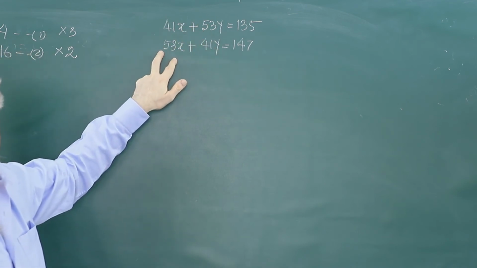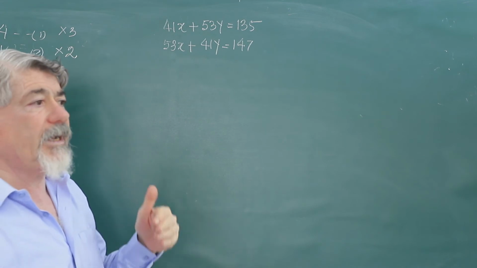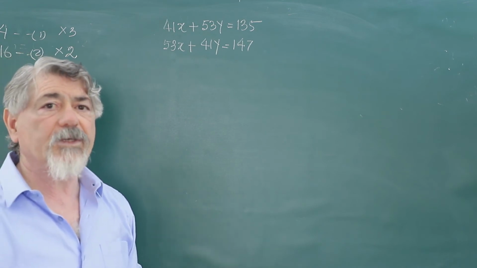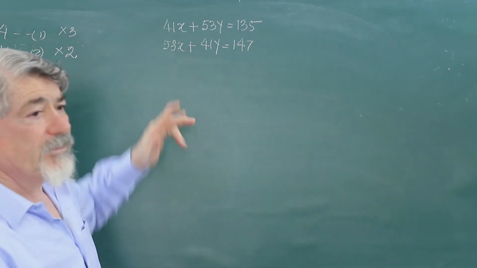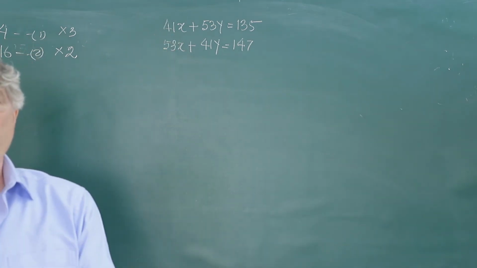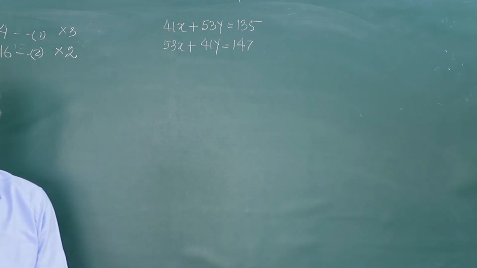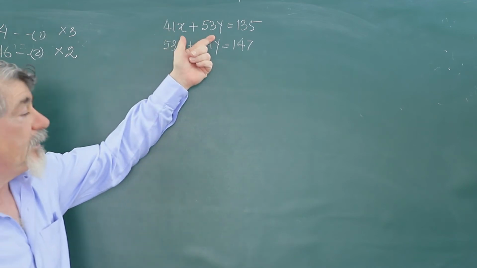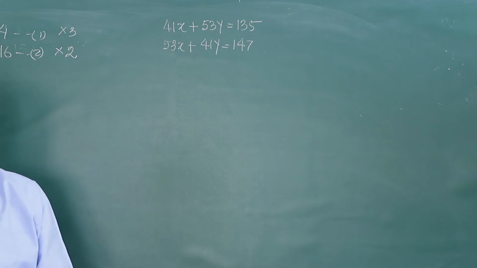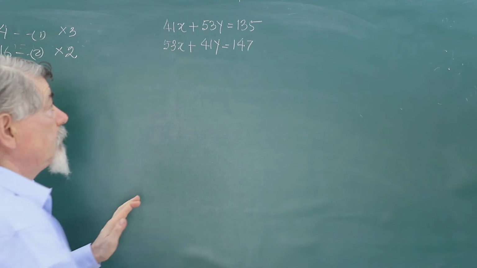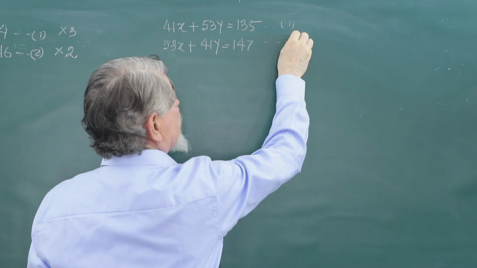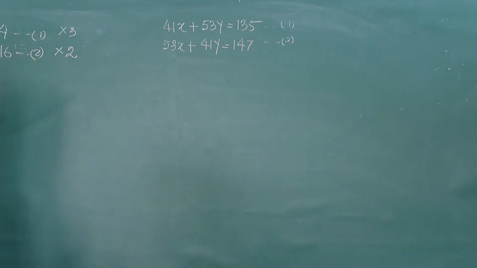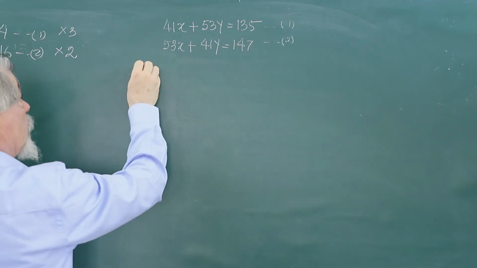53y, 53x. So this particular method is applicable only to these kinds of questions where the coefficient of x in the first equation is equal to the coefficient of y in the second equation, and the coefficient of y in the first equation is equal to the coefficient of x in the second equation. And what is the method? Let's number them 1 and 2. The method is very simple. First we will add the equations, add 1 and 2.